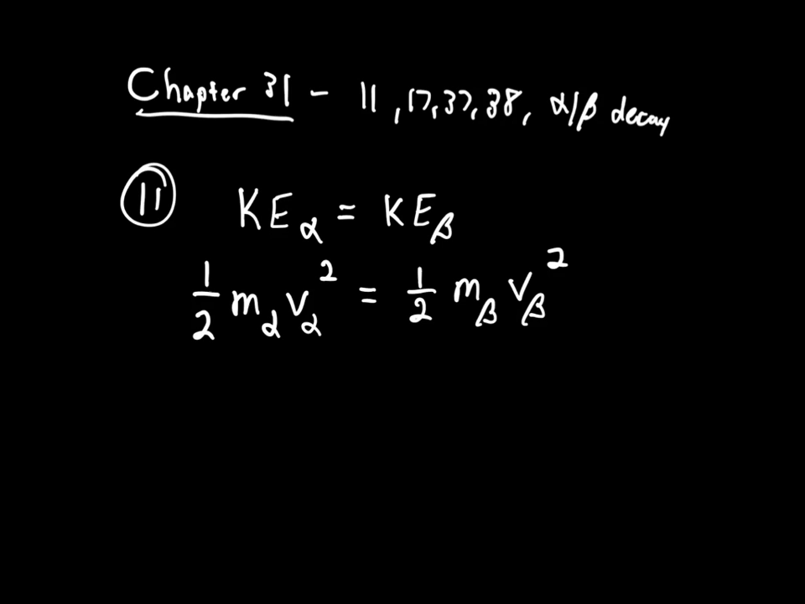So now I have to find the ratio of the velocities. To do that, I have to get all the velocities on one side and then everything else on the other side. Right now I have 1/2 on each side. I can multiply both sides by 2 and get rid of that 1/2. I can just cancel it out. We don't care about the halves. So I have the mass of the alpha particle, velocity of the alpha particle squared, equals mass of the beta particle times velocity of the beta particle squared.